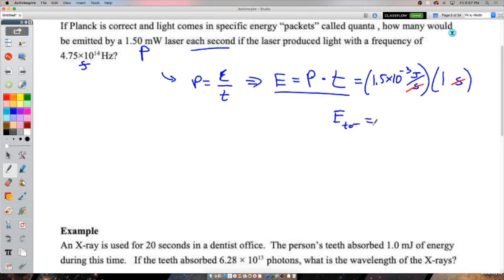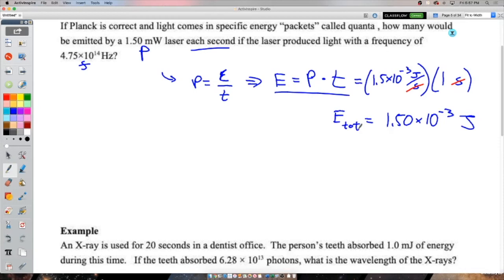So the total energy, not surprisingly, is, if it's putting out 1.5 millijoules every second, then in 1 second it puts out 1.5 millijoules. Nothing earth-shattering there. That is the total amount of energy it's going to put out. But this question is saying, okay, great, that's the total energy. Don't forget these packets of energy.